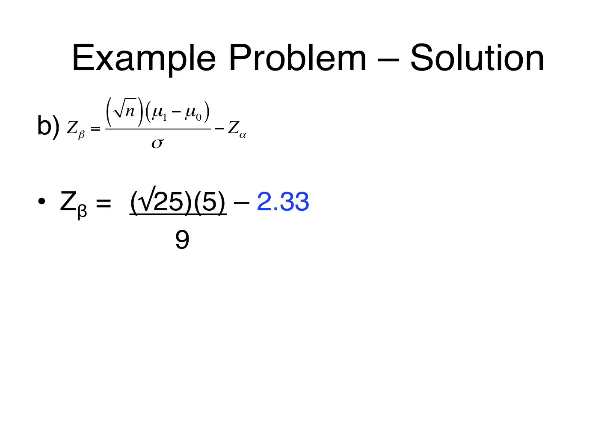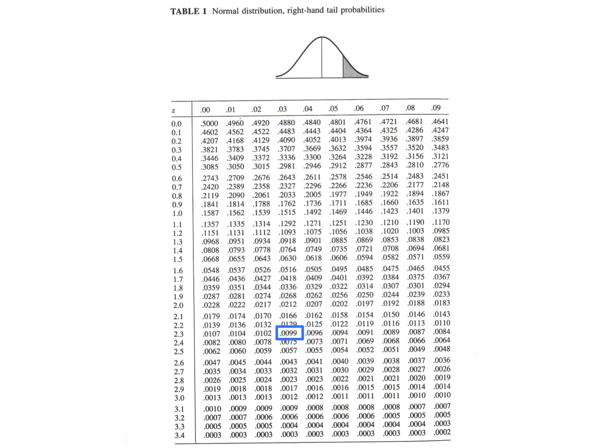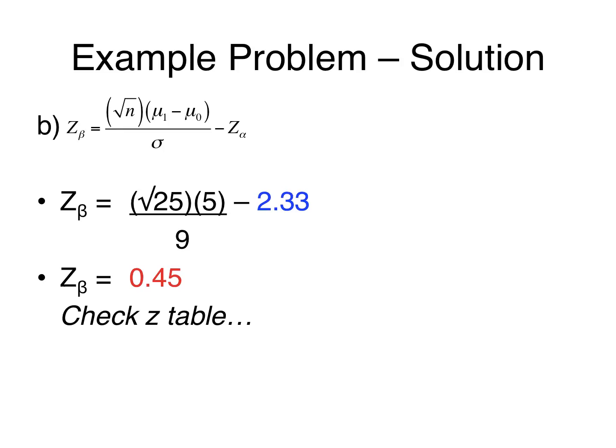Our effect size is our sample mean of 45 minus the mean of the population of 40, which equals 5. And our population standard deviation is 9. Our alpha is 2.33 since we're doing a one-sided test with an alpha of 1%. And so we then do the math, and this gives us a Z beta of 0.45.